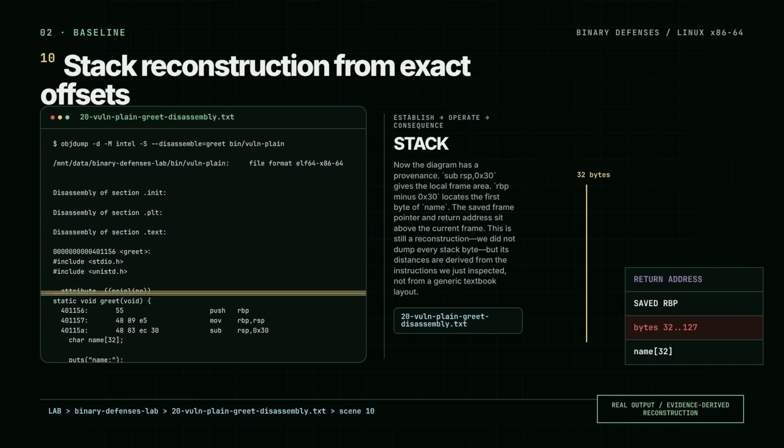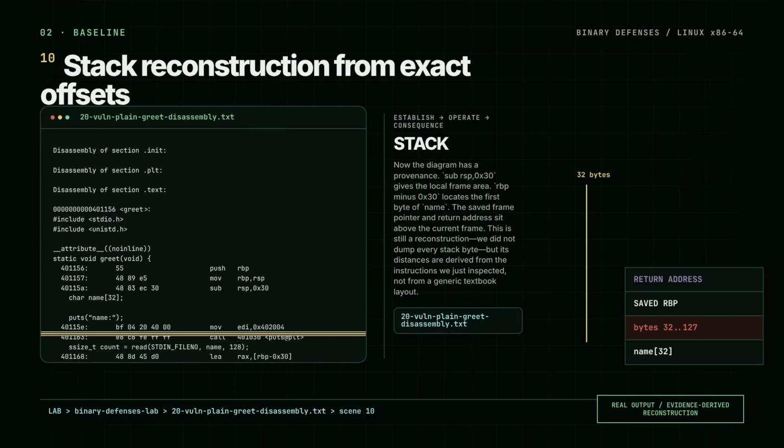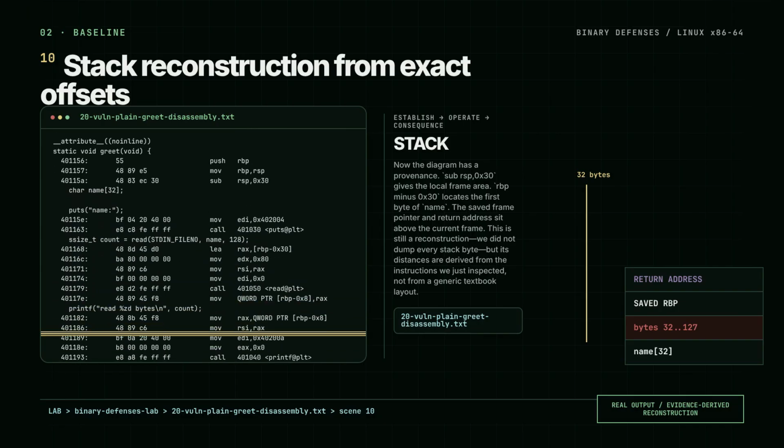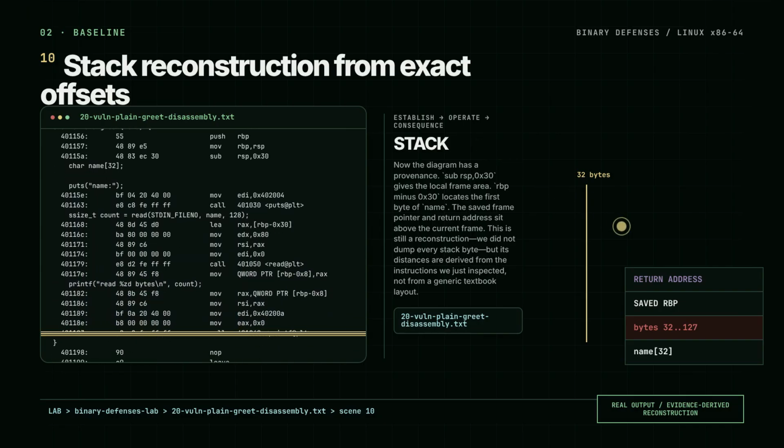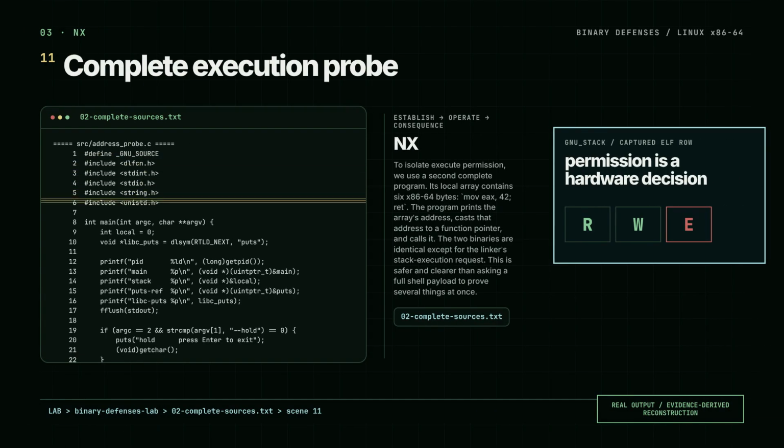sub rsp, 0x30 gives the local frame area. rbp-0x30 locates the buffer, and the saved frame pointer and return address sit above the current frame. This is still a reconstruction. We did not dump every stack byte, but its distances are derived from the instructions we just inspected, not from a generic textbook layout. To isolate execute permission, we use a second complete program.